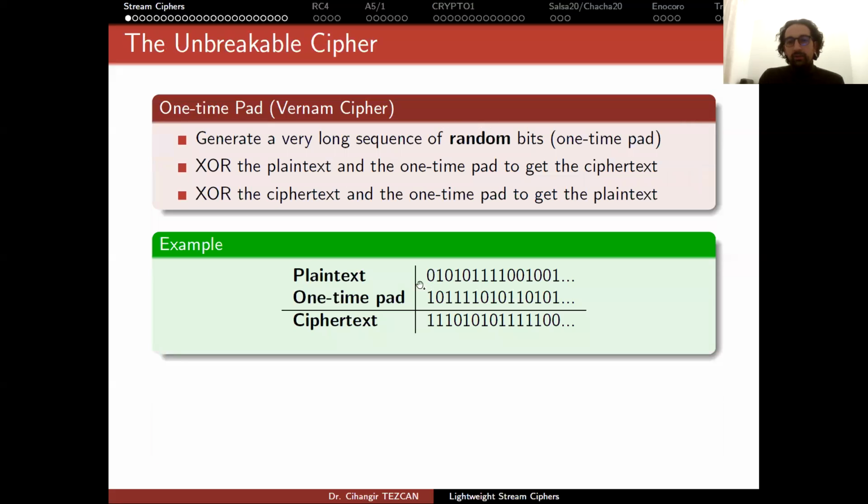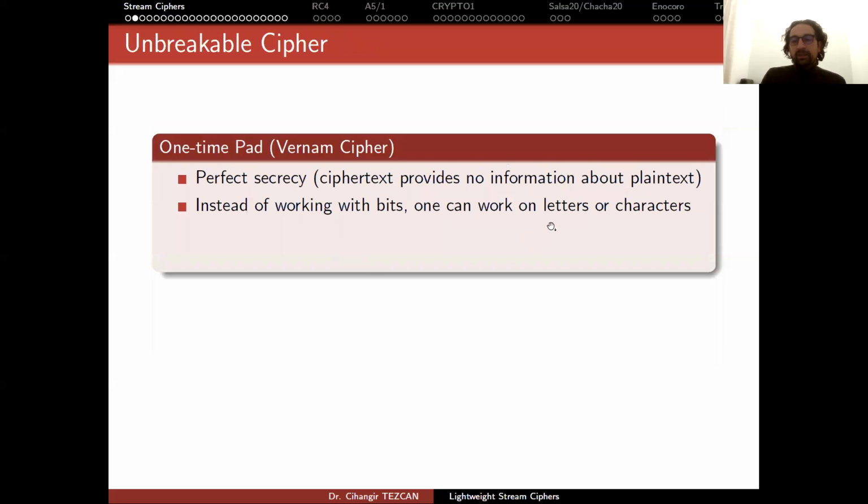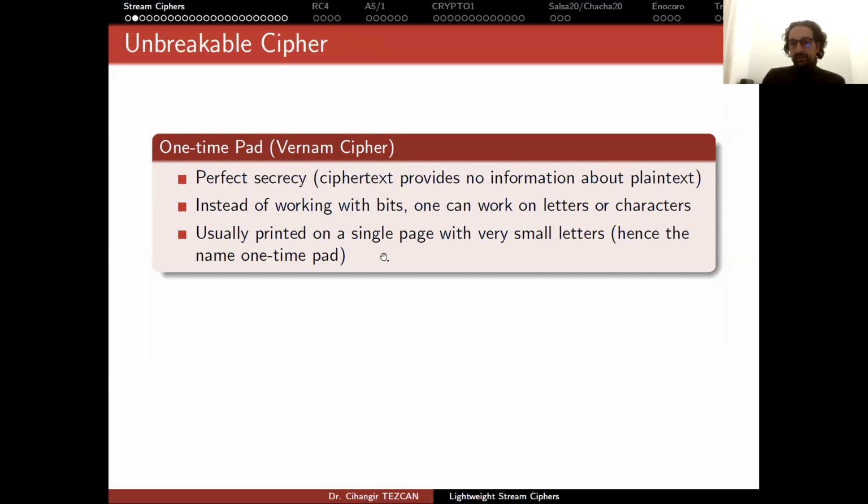So if your first letter is A, in the English alphabet, you can represent it as 0 because in modulo 26, A would be 0, B would be 1, C would be 2, and so on. You add your letters together, and if the sum exceeds 26, you perform a modulo 26 operation. So the idea is simple. You can even use a pen and paper and perform this operation. Usually the secret key, which is in this case a one-time pad, is printed on a single page with very small letters. This is why it is called a one-time pad. That is the historical reason, actually.